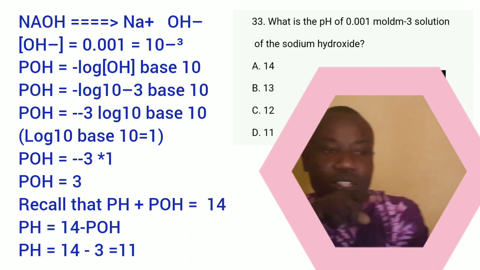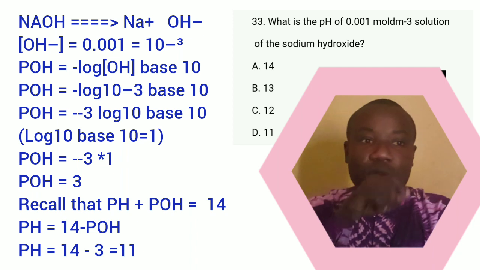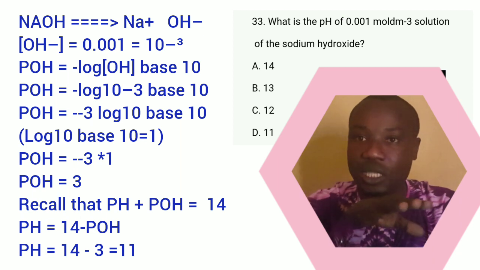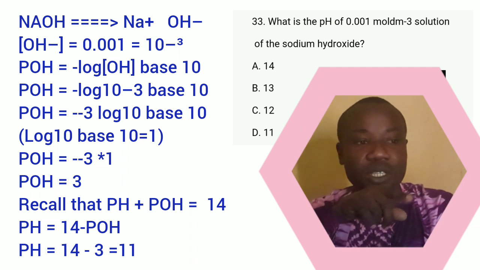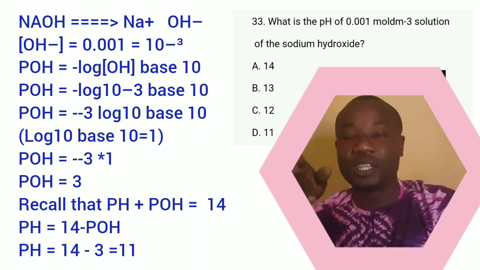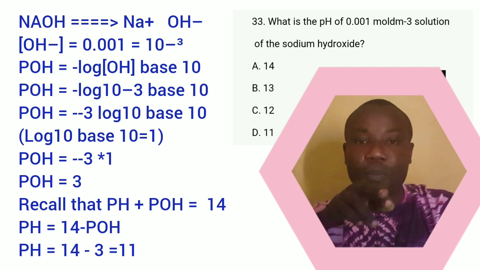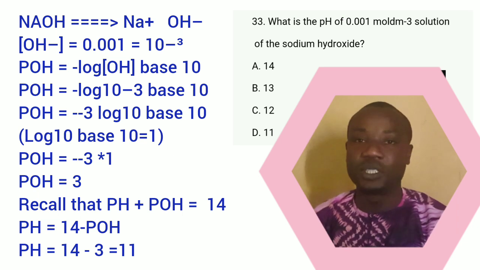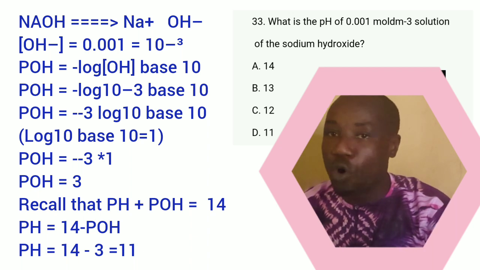Now, when you convert 0.001 mole per dm cube, expressing it in standard form, it will give you 10 raised to power minus 3. So substituting it into the formula, you now get minus log of the concentration over base 10. By the time you solve, you discover that your answer is 3. That is for pOH, not pH.